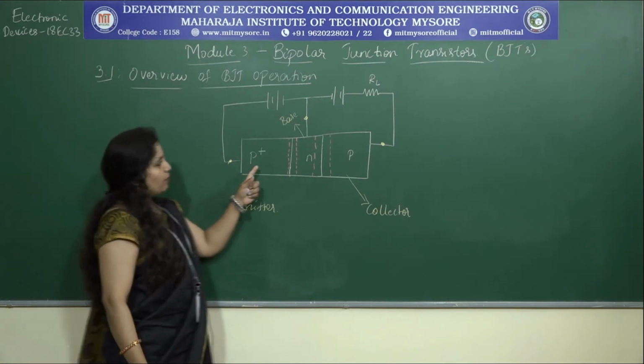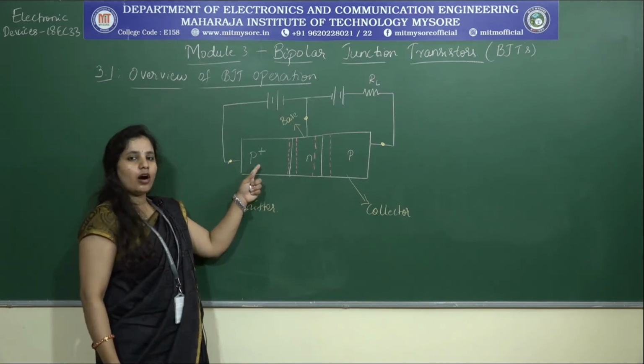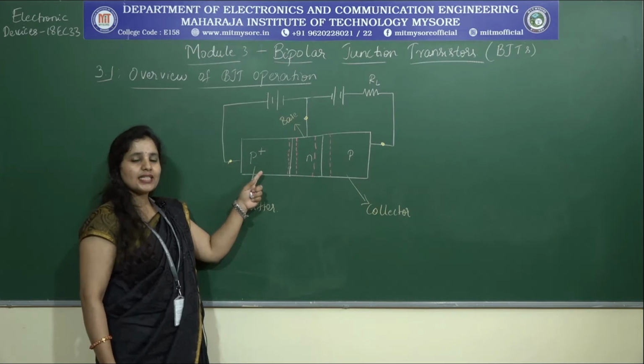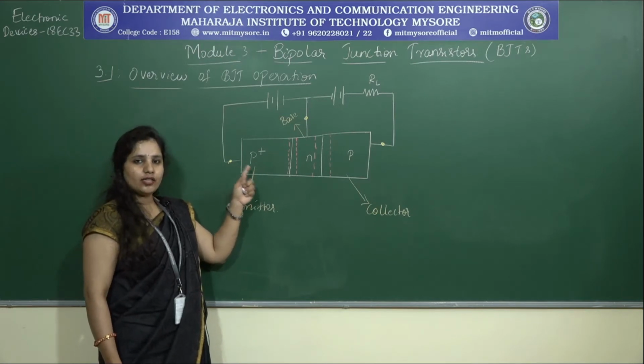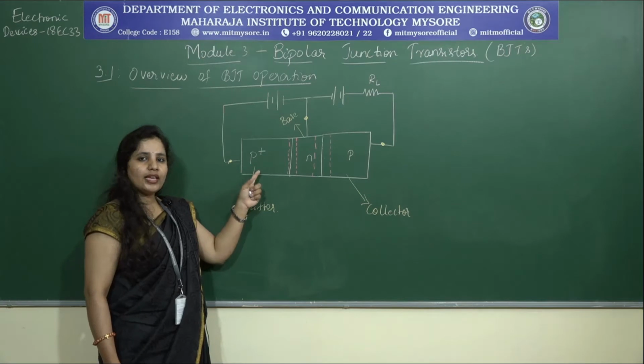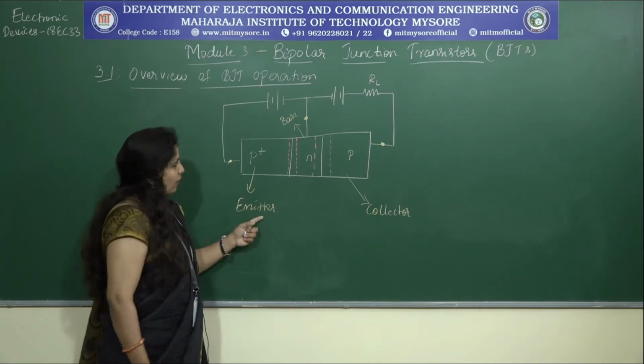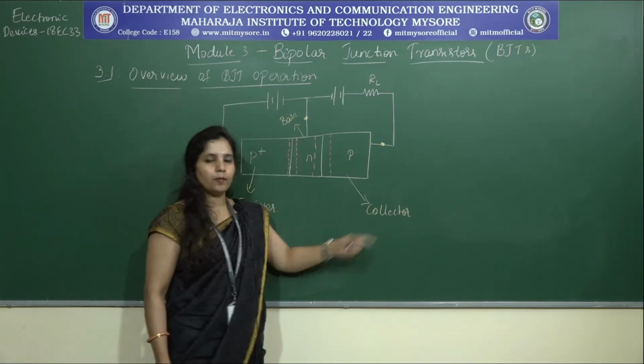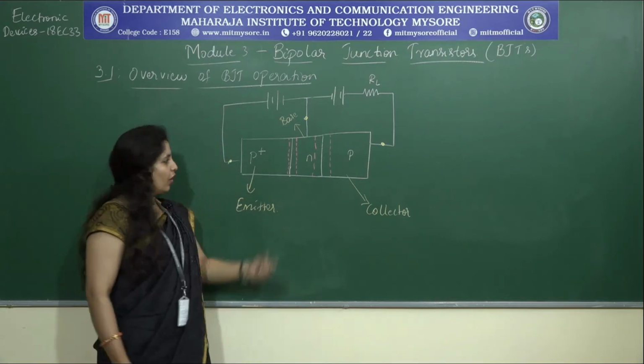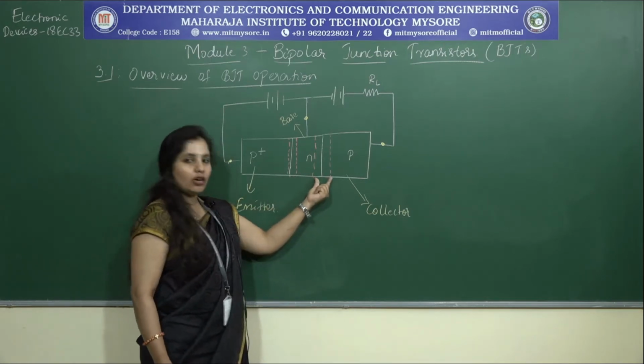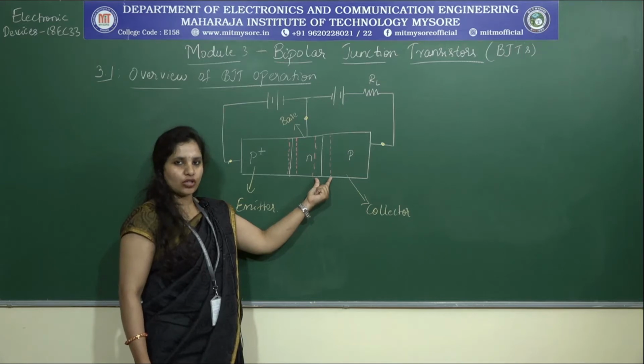Therefore, the BJT that I am considering, how many layered semiconductor device is it? It is a 3-layered semiconductor device. Now, what are these 3 layers referred to as? Emitter, base and collector. Done? Now, do we have 2 junctions here? Now, how do I call these 2 junctions?